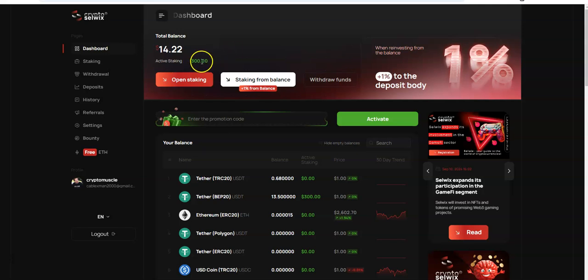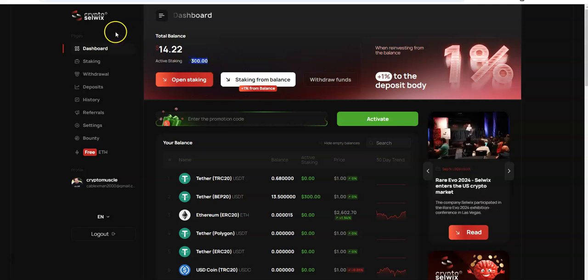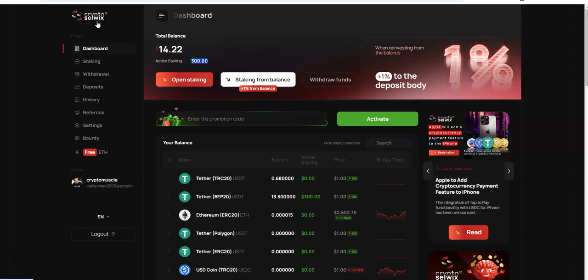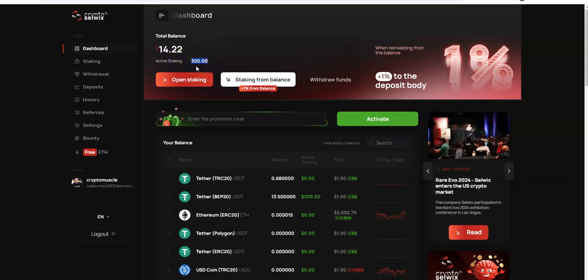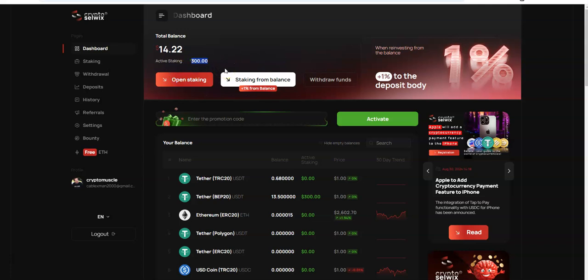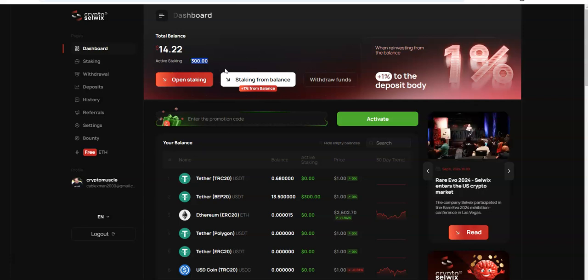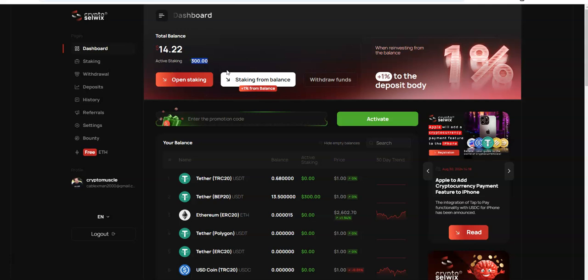Oh, and by the way, believe it or not, Selwix says that in order to maximize your earning potential and the platform's performance in terms of longevity, their Telegram group says do not put more than max $300 into it. That's why I only put $300. That's what they're saying, that if you're considering this, do not put more than $300. That's what they're encouraging their community to do, just to start with. So just keep that in mind.